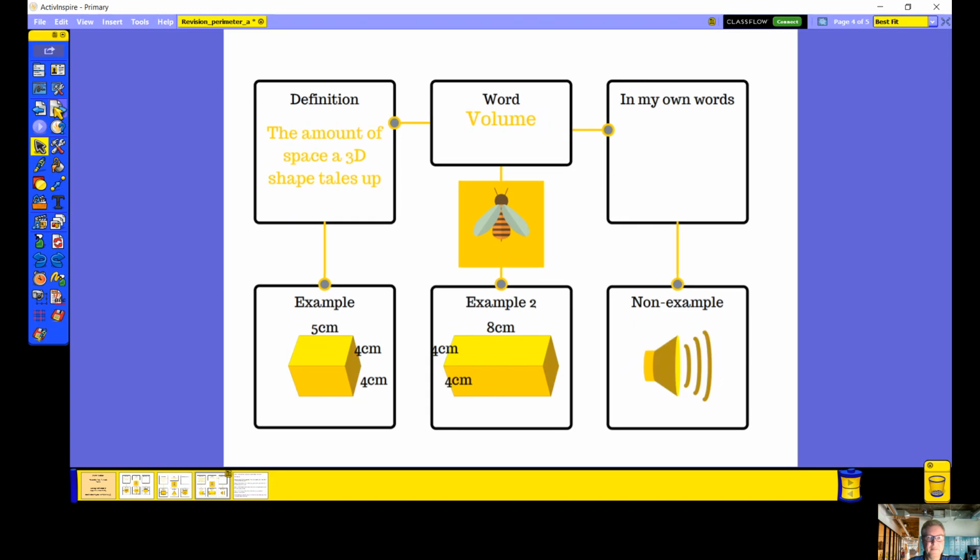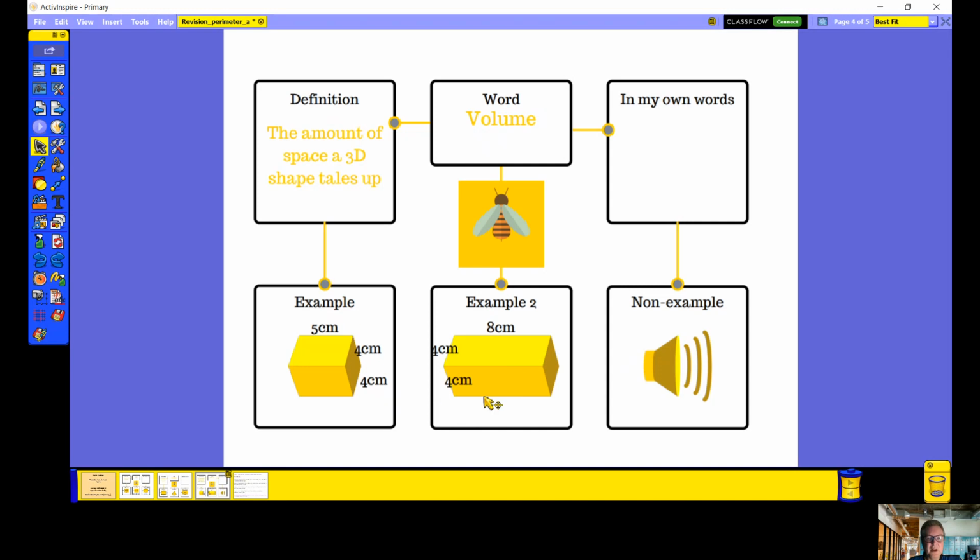Volume. So the mathematical word is volume, and the definition is the amount of space in a three-dimensional shape. Now, what we have here is three-dimensional shapes rather than two-dimensional shapes, which we had before. So what does that mean in your own words? Here's an example. And here's another example.